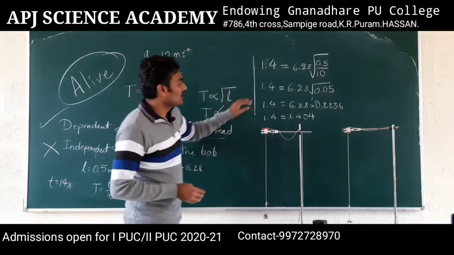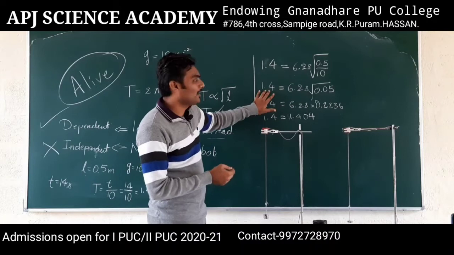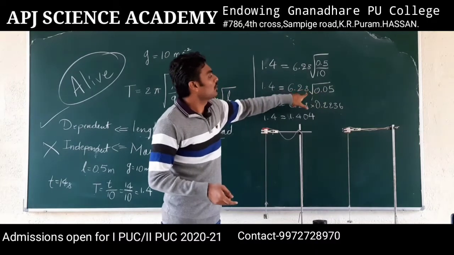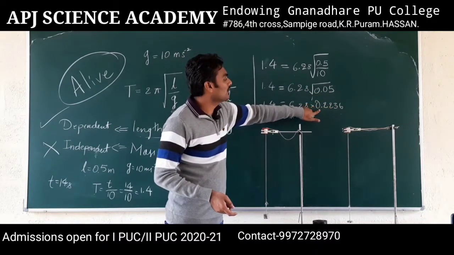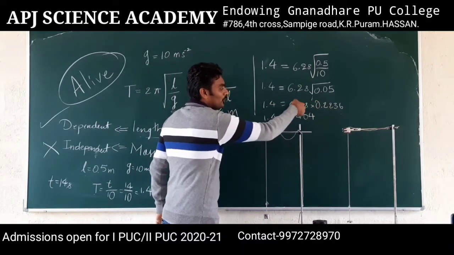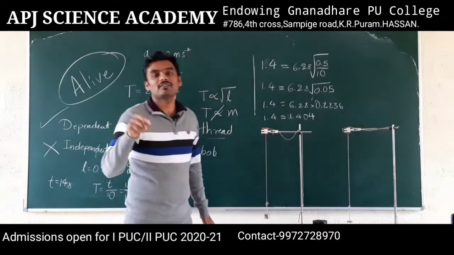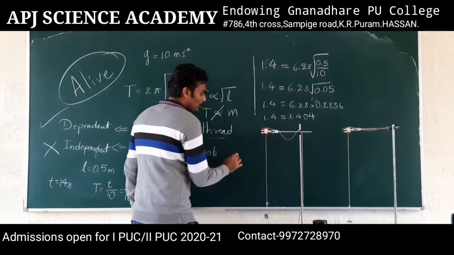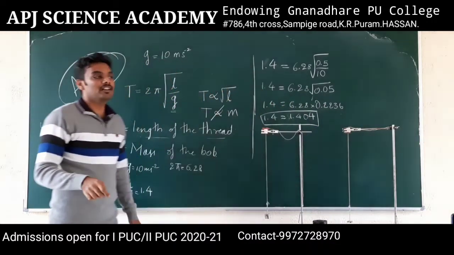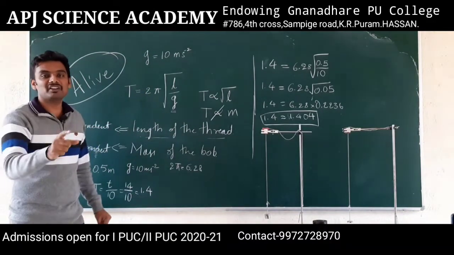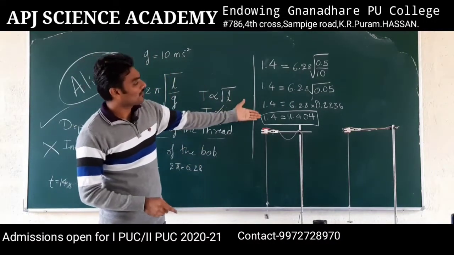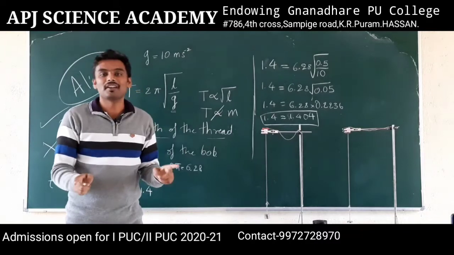So now we have the calculation done here. In the LHS we have 1.4. On the RHS, 0.5 by 10 is 0.05, root of 0.05 is 0.2236. You can do it with the calculator. 0.2236 into 6.28 will give you 1.404, which is nearly equal to 1.4. So I can now confidently say that the formula that I have is a perfectly valid formula, isn't it? Because what we got from the experiment and what we got from the theoretical solution are one and the same.